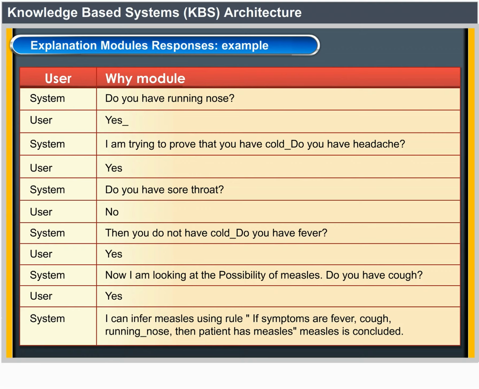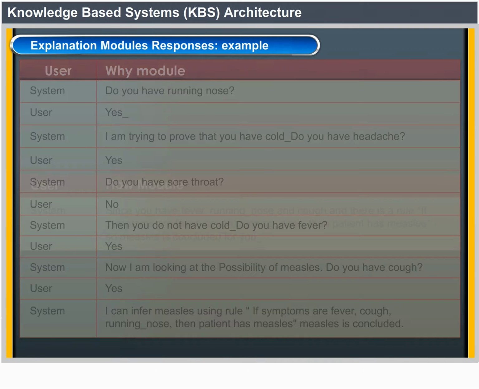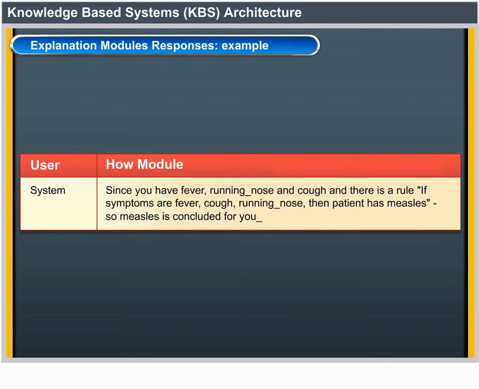System: Now I'm looking at the possibility of measles. Do you have cough? User: Yes. System: I can infer measles using the rule, if symptoms are fever, cough, running nose, then patient has measles. Measles is concluded. User: How module? System: Since you have fever, running nose and cough, and there is a rule, if symptoms are fever, cough, running nose, then patient has measles. So, measles is concluded for you.